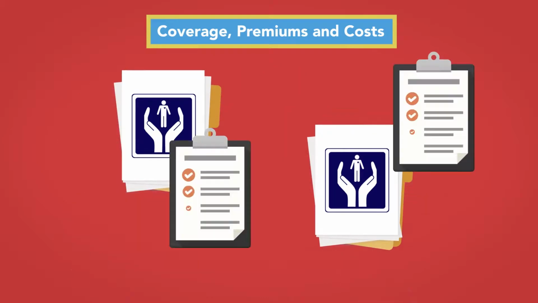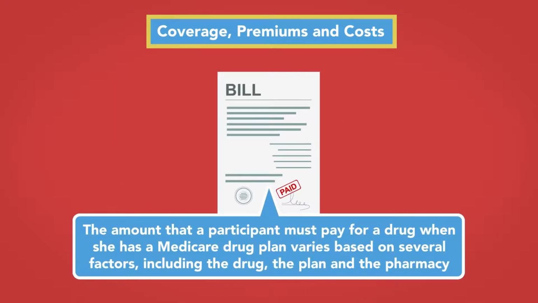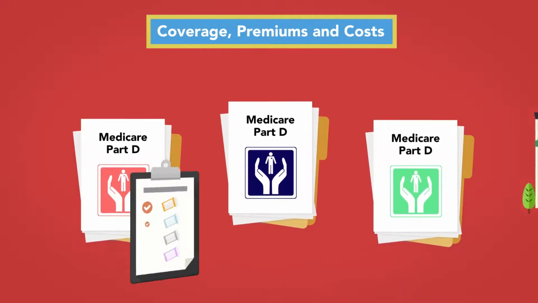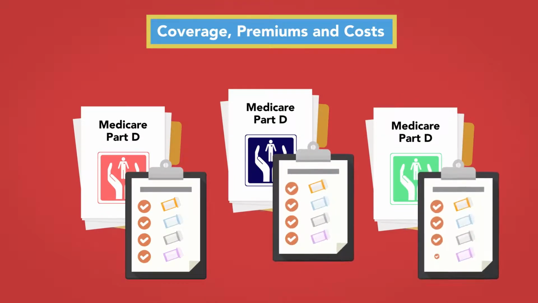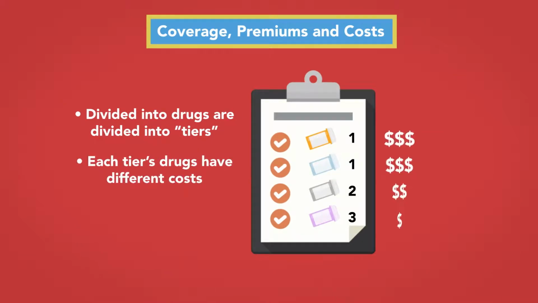Depending on the requirement of each plan, yearly deductibles and copayments or coinsurance may apply. The amount that a participant must pay for a drug when she has a Medicare drug plan varies based on several factors, including the drug, the plan, and the pharmacy. Each Part D plan has its own formulary, which is a list of covered drugs. In addition, drugs are divided into tiers, and each tier's drugs have different costs, with those in a higher tier generally costing more than those in lower tiers.